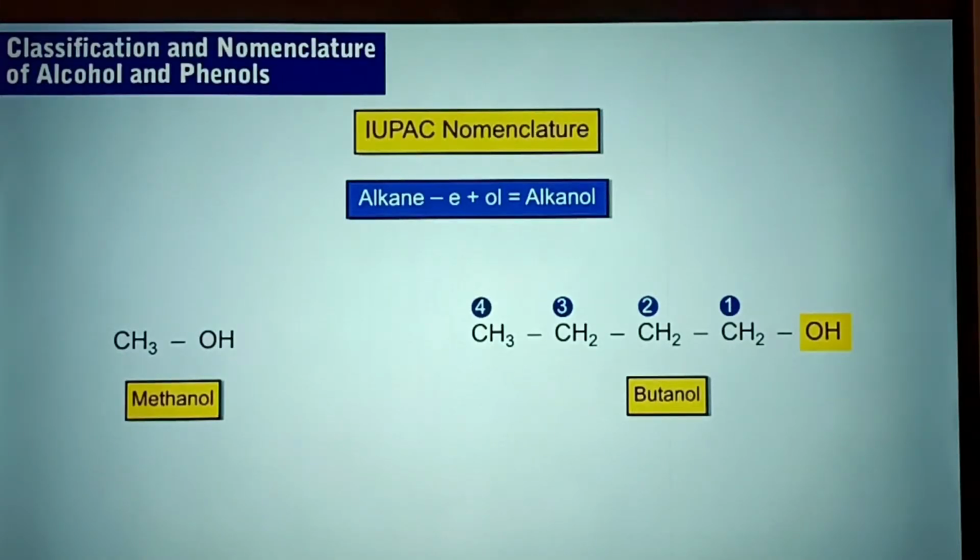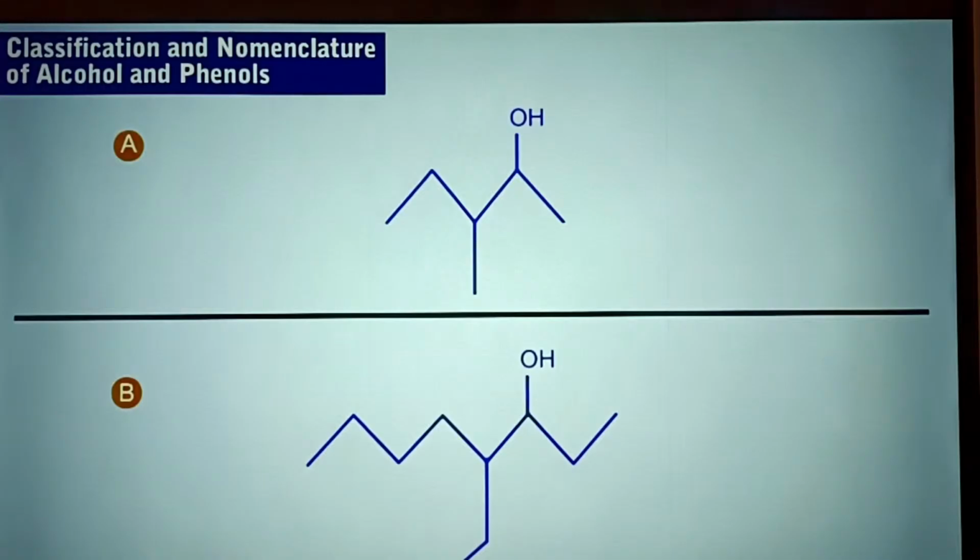Let's look at the same molecules we used a little while ago to learn about common names. In the IUPAC system, methyl alcohol with the formula CH3OH is called methanol. n-Butyl alcohol is called butan-1-ol. Give the IUPAC names of these structures. Try to define the names on your own before checking the answers.